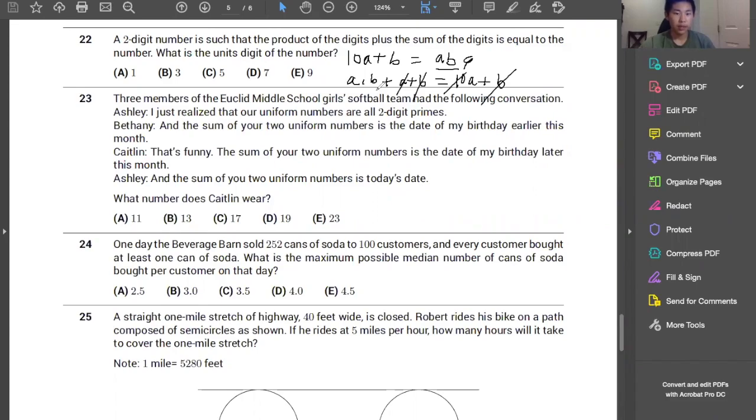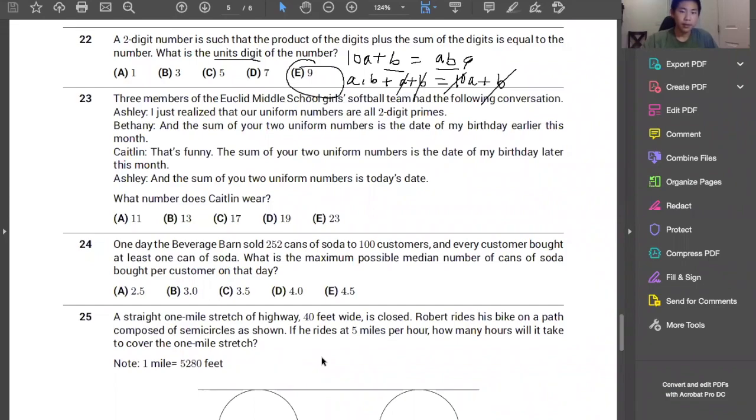So obviously B has to be 9. So we want the units digit, which is actually B. So 9 is our answer. And notice that we didn't actually find A, but they weren't asking for it. So A actually can be pretty much any number. So that's why they didn't ask for it. Okay. Any questions about that?